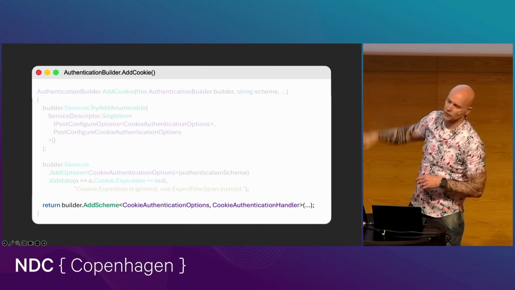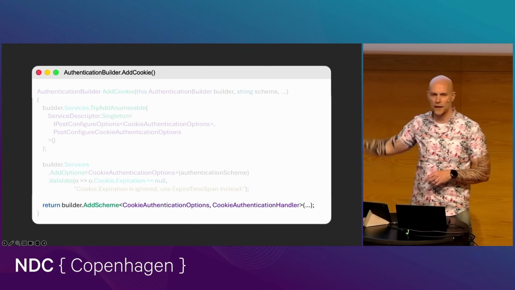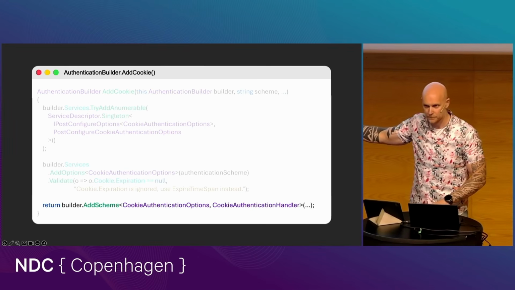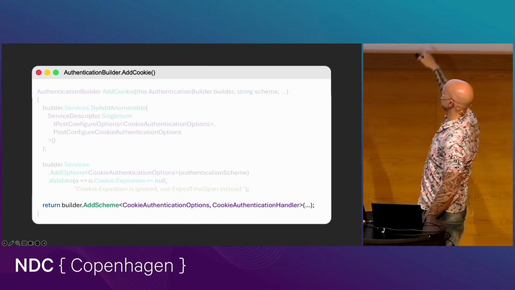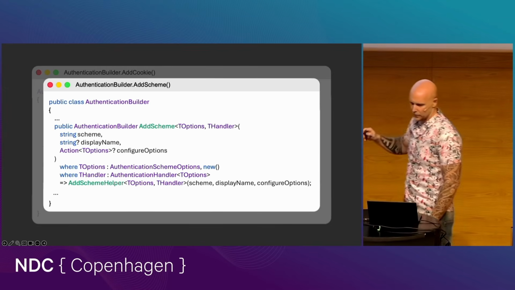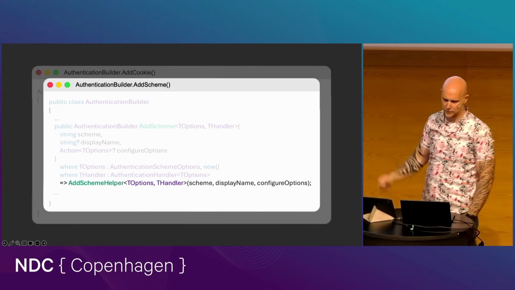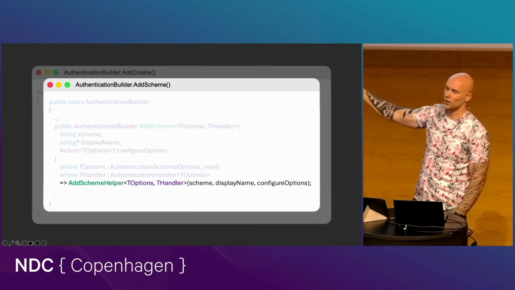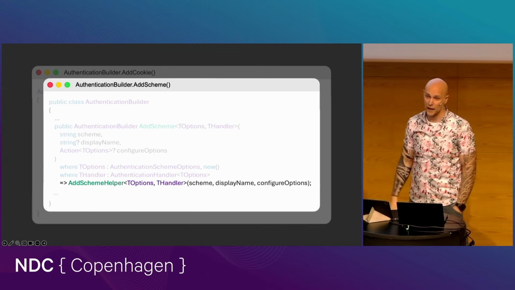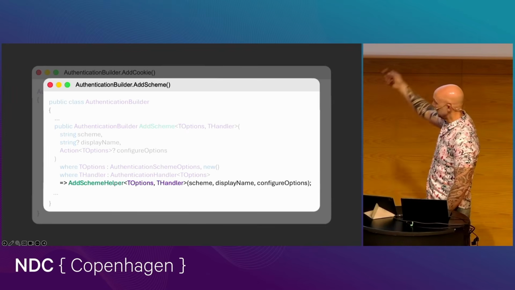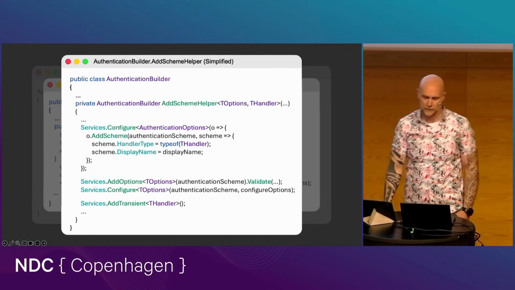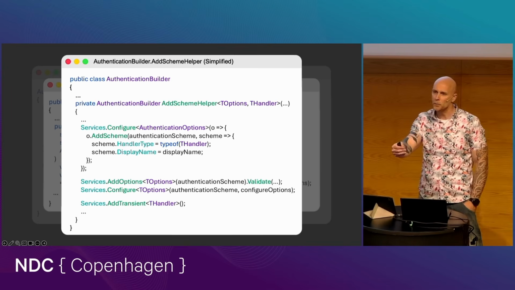Oh, look, addScheme. It's not the one I just showed you. This is addScheme on the Authentication Builder. That scheme, and then you pass in your options type and your handler type, looks like this. It's on Authentication Builder. It just passes it on to another method called addSchemeHelper, which is a private helper method. But it passes it into that, and if we're going into that, now we're 4 levels deep.